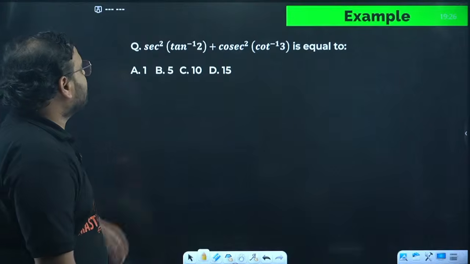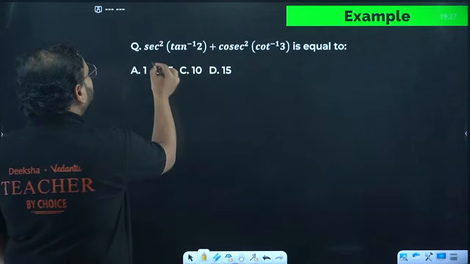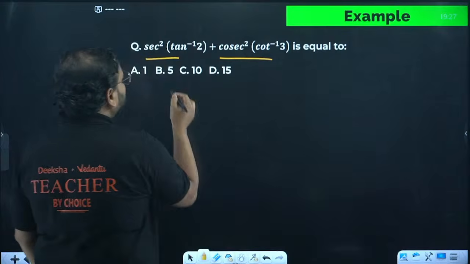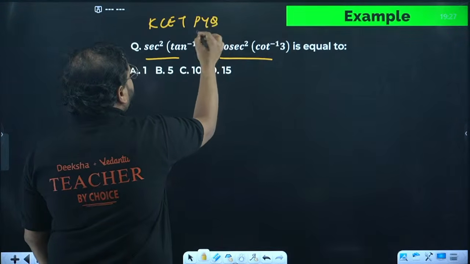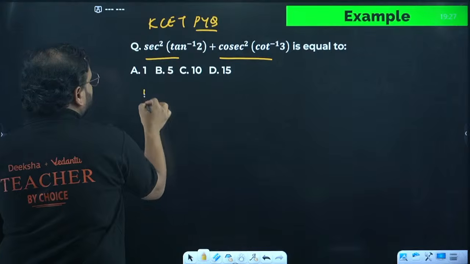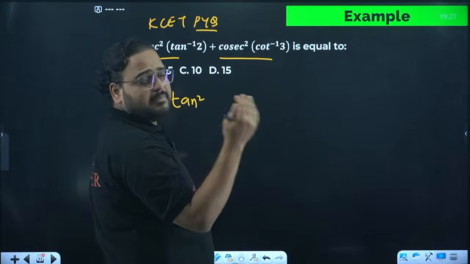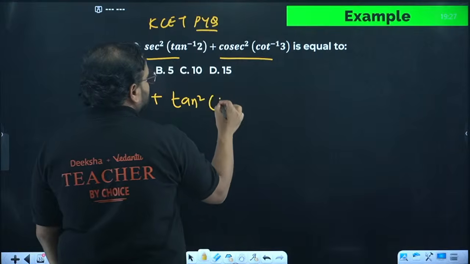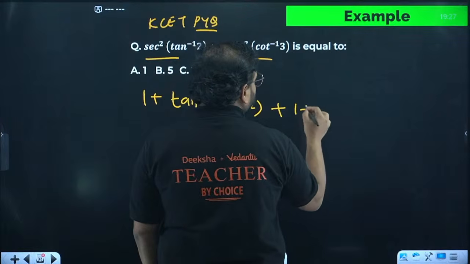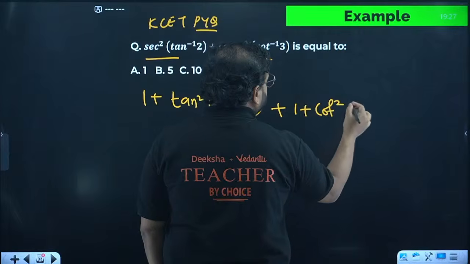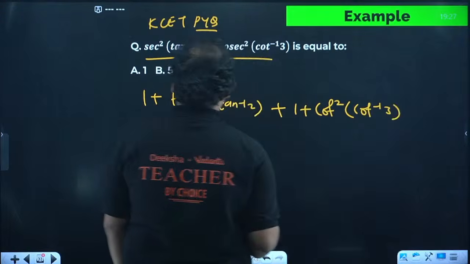Sec square of tan inverse of 2 plus cosec square of cot inverse of 3 is equal to what? Very simple question. Also a PYQ, by the way. This is the KCET PYQ. Sec square is nothing but 1 plus tan square. So 1 plus tan square. Everybody in the live, please tell me the answer for this question. Tan square of tan inverse of 2 plus 1 plus cot square of cot inverse of 3.